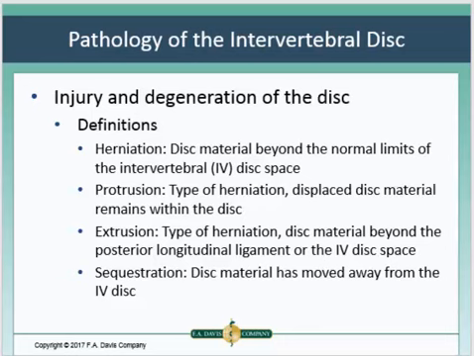One is a protrusion. So this is where the herniation has displaced, but the disc material remains within the disc. An extrusion is another type of disc herniation where the disc material moves beyond the posterior longitudinal ligament or beyond the intervertebral disc space. And then sequestration is when the disc material has moved away from the disc.